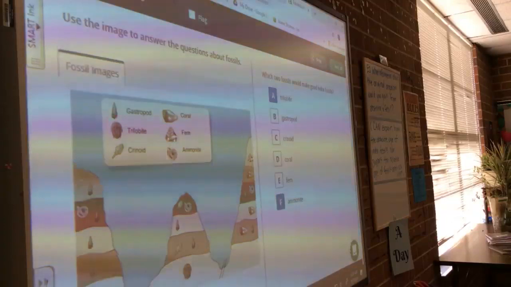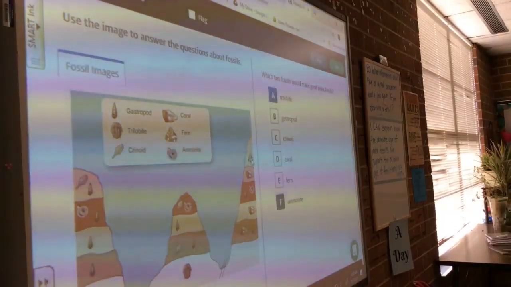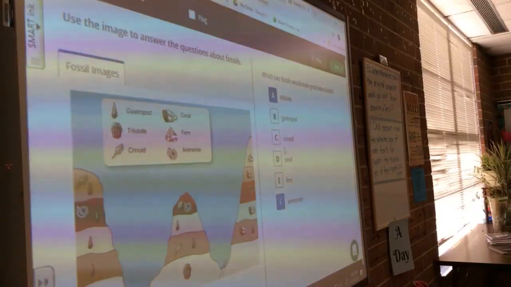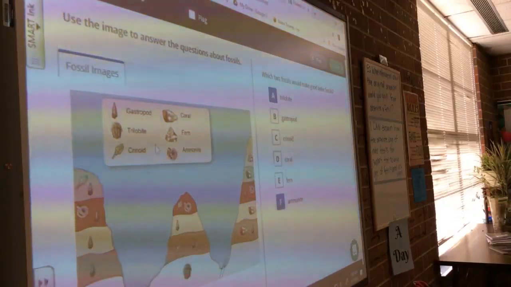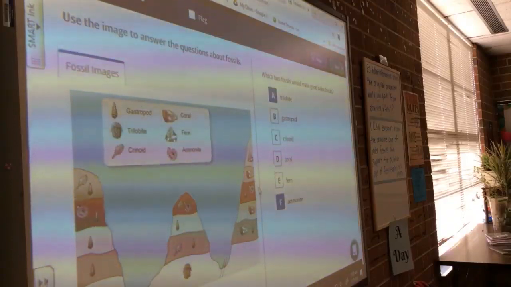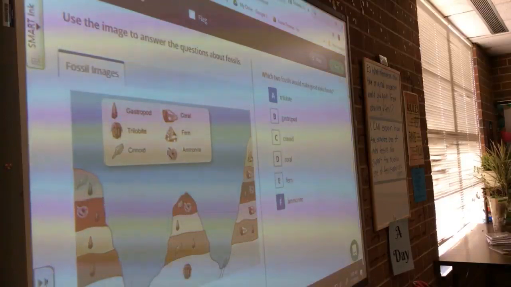I thought fern would be an index fossil. The fern is only right here. It's only in one column. They don't have it in any other columns. The only reason we know trilobite is an index fossil is because it's in our notes. The ammonite is the only one that's in one layer, but in all columns.